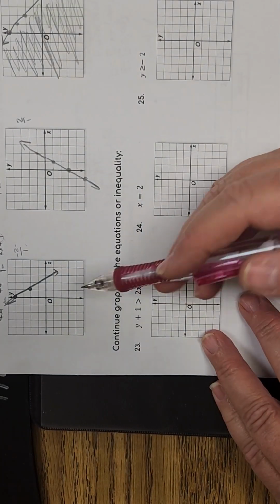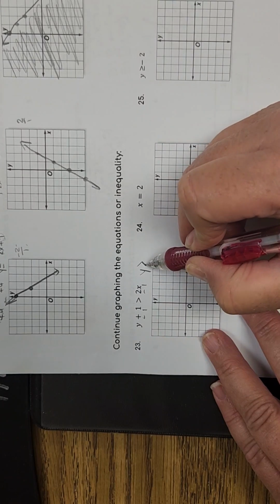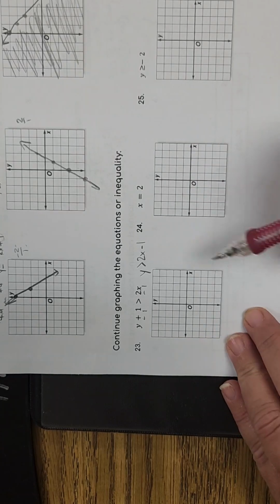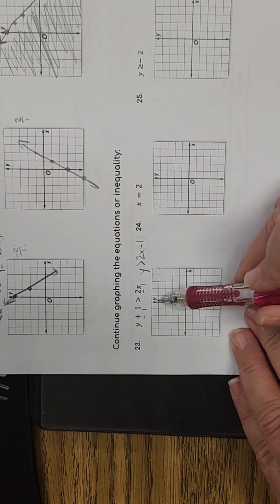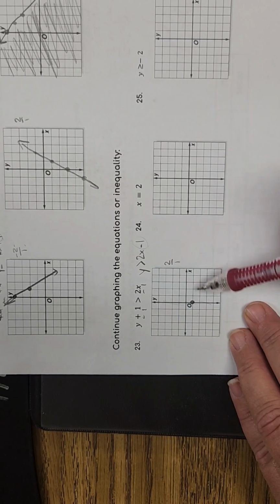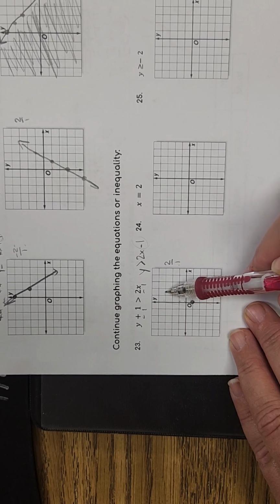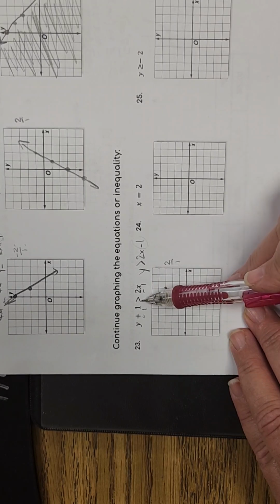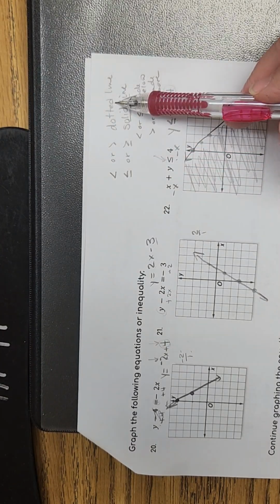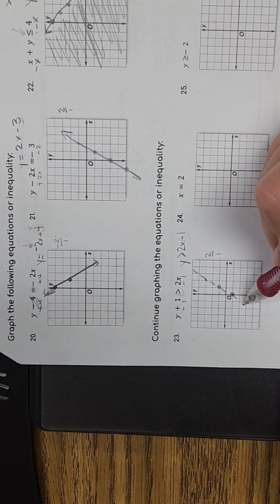This guy, we just need to get rid of the 1, move it over here. That gives me y is greater than 2x minus 1. Now we're good to go. Start with our negative 1 on the y-axis, put a dot. Our slope is 2. We're going to put it over a 1, which means we're going to go positive 2 over 1. So we go up 2, right 1, up 2, right 1. And this one, notice it doesn't have the line under it, so it's a dotted line.